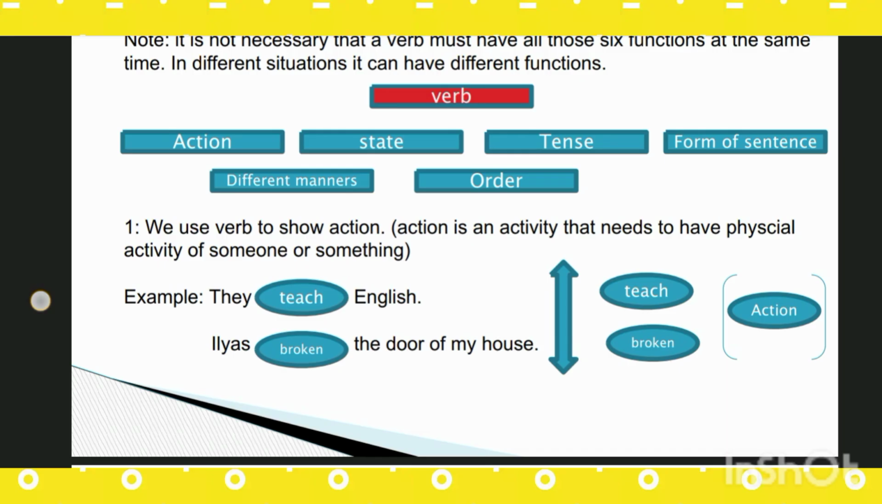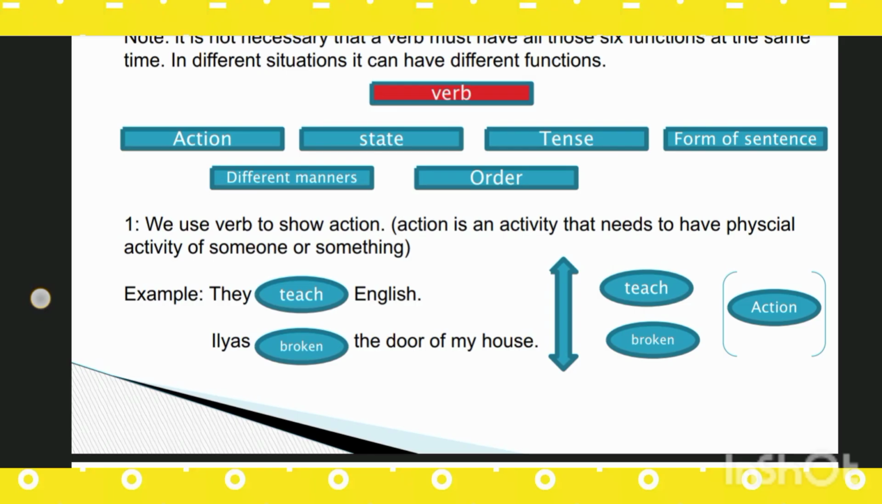Let's call it, to show action and state, and for time, and for making a sentence. You have to make it in a word that can stand as a sentence, and in different manners and different orders. We can show an action, an activity that needs a physical activity of someone or something. For example, I want to show you a very clear example: that teach English.